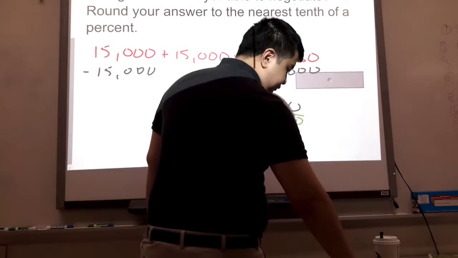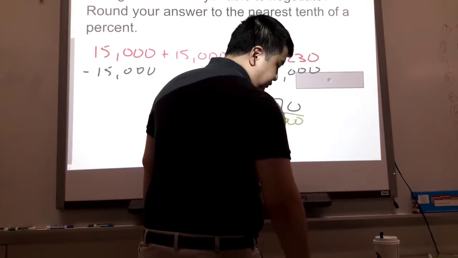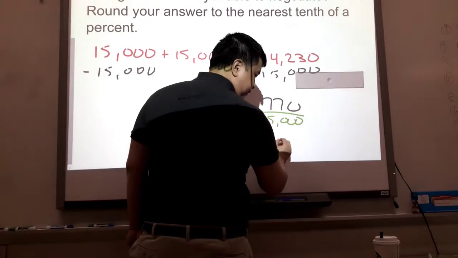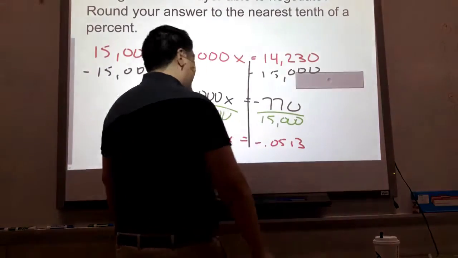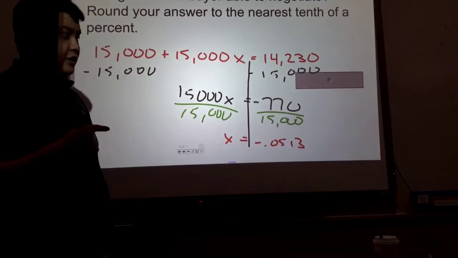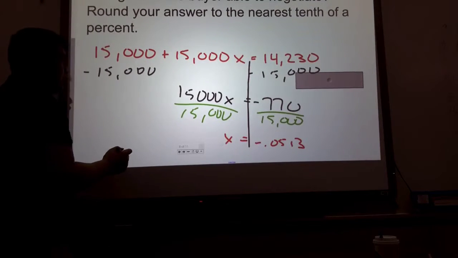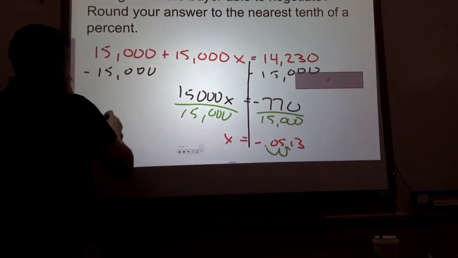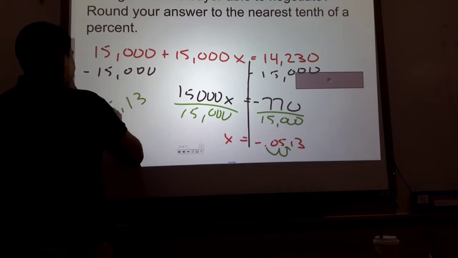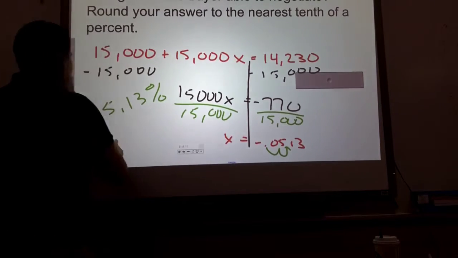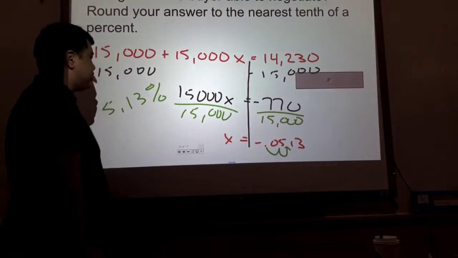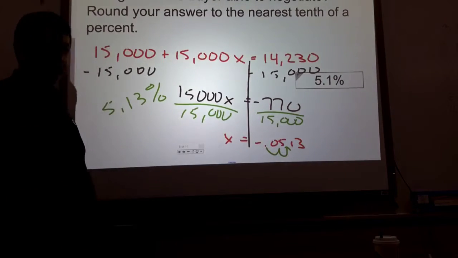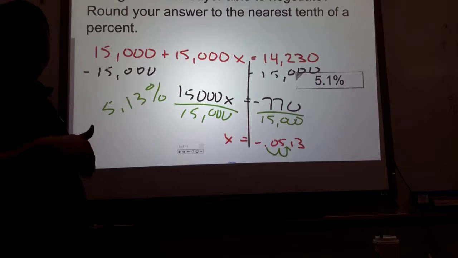We get x equals negative 0.0513. Again, this is not the percent change. This is the decimal form of the percent change. So we're going to have to convert that over to percent by moving this over twice, multiplying by 100. We get 5.13 or negative 5.13. But again, we don't need that negative because it's already implied to be negative in the question. It says round to the nearest tenth, so our answer is 5.1%. That's the change, the negotiation down.